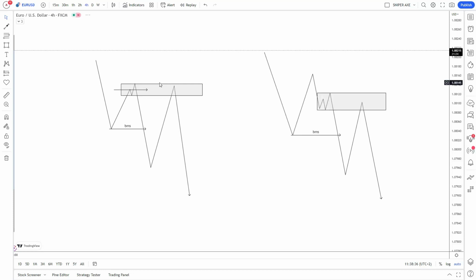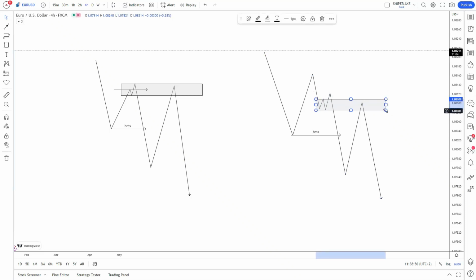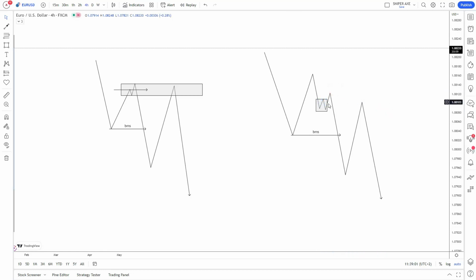Okay, scenario number 2. Say that we get our impulse move originating from this zone. It drops, and on the way it creates some accumulation. This is the accumulation it was doing. Then after that accumulation, price just spikes above that accumulation, and then it continues to go down to break this previous low.